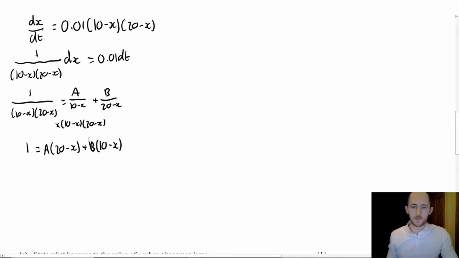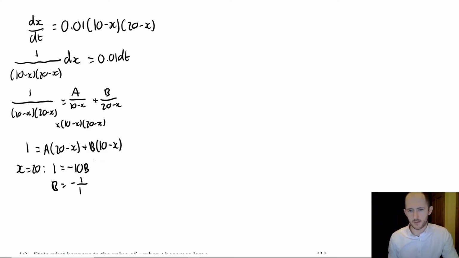So what we need to do is sub in values that will cancel out one of our unknowns. For example, if I sub in x equals 20, this first whole thing here becomes 0, so I'm just left with b, which means I have one unknown, which means I can solve it. So I'm going to sub in x equals 20. Left hand side is still 1. A goes away, so 10 minus 20 would give me minus 10b, which means b is equal to minus 1 over 10.